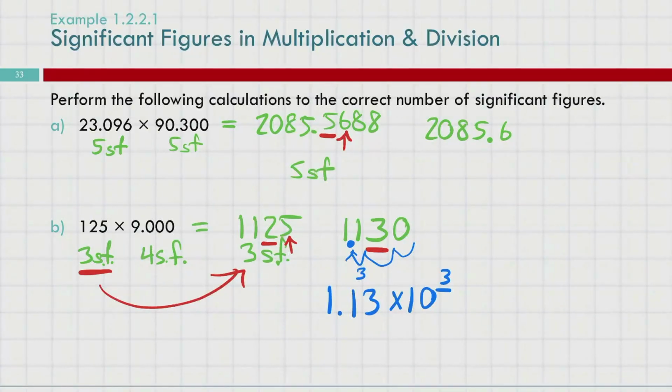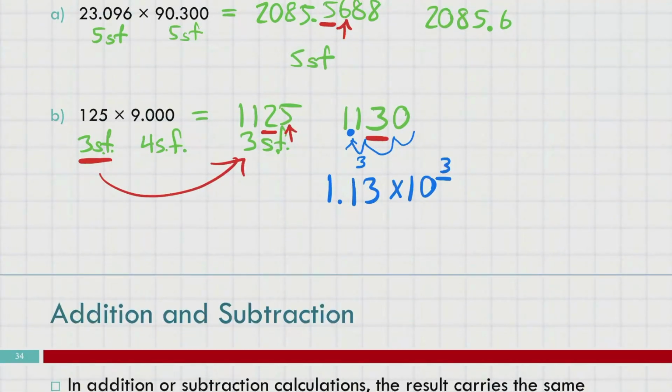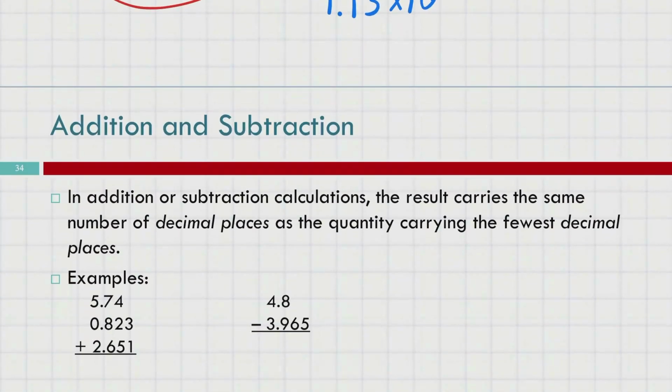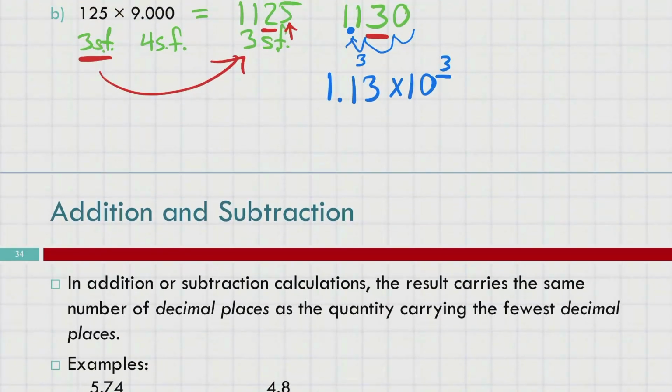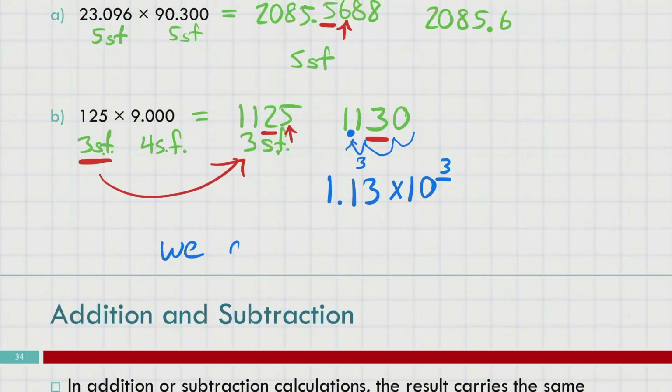Questions about multiplication, division? This is arguably the easier of the two types of operators. We also have addition and subtraction. And addition and subtraction have a different rule. So for multiplication and division, we care about the number of sig figs. Sig figs are what are important, the number of significant figures that we put in. The smaller of those is the number of significant figures that we get out.